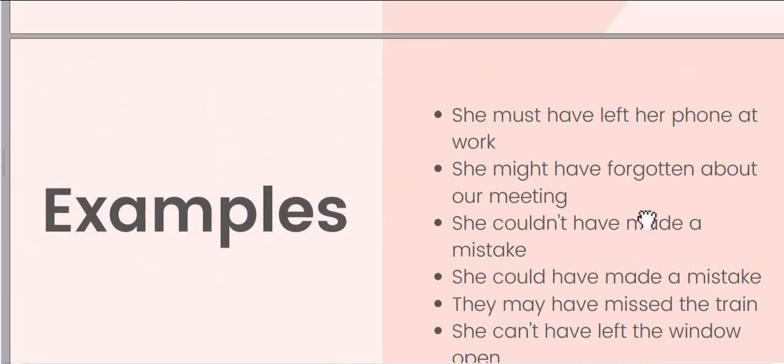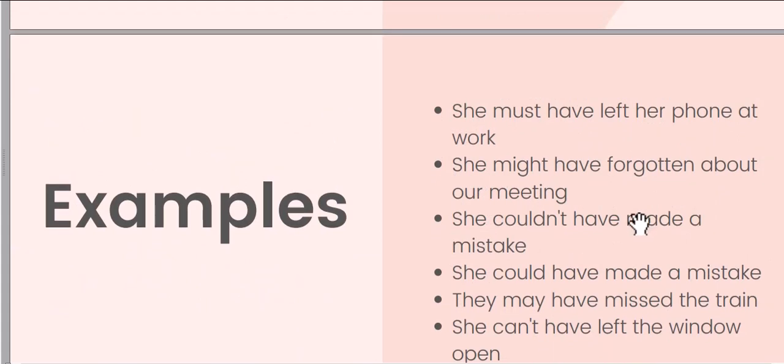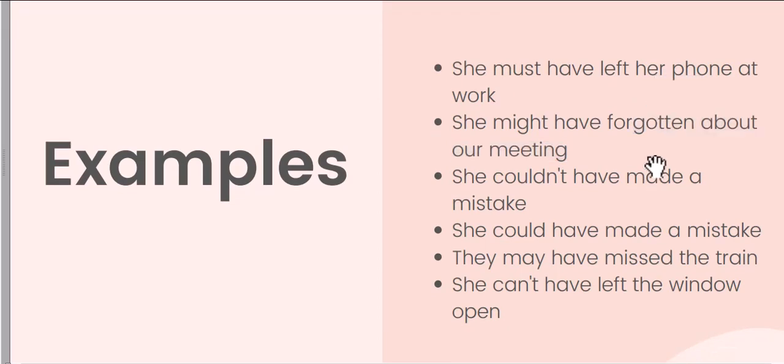I have examples here. She must have left her phone at work. This means that at a past moment she forgot her phone at work. Let's read the second example here. She might have forgotten about our meeting. She, the subject, and might, the modal verb, have, the auxiliary verb. We added the structure in the past, using the past participle.